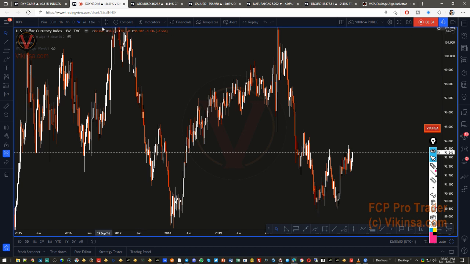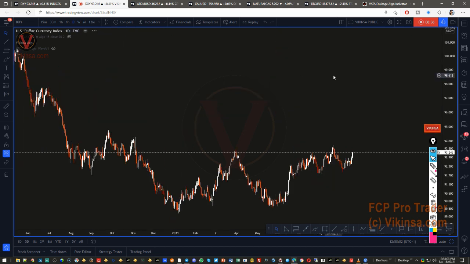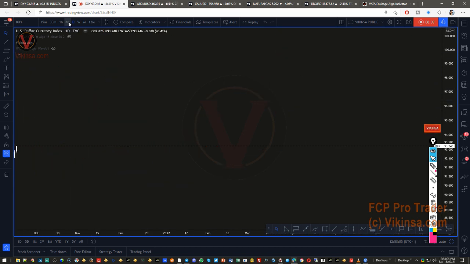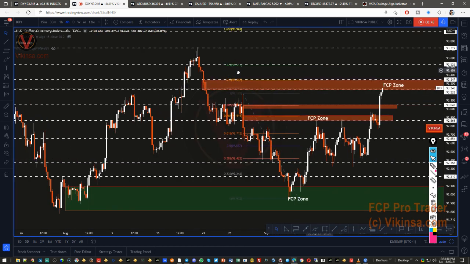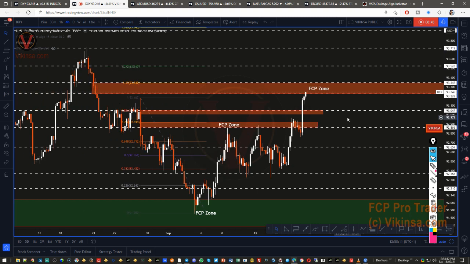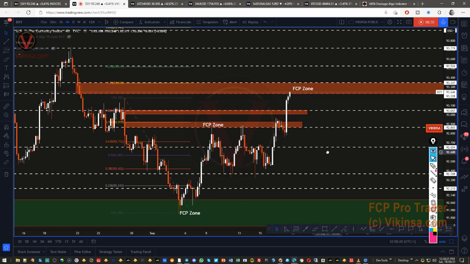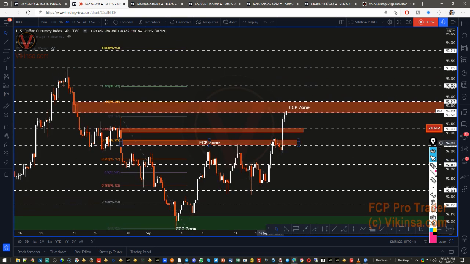Now, if I go to the 4 hour time frame and bring in the original analysis, let me just clean it up. Right, so these are the FCP zones that I gave in the last analysis. The market struggled here, came back here, struggled a little bit, and then started to go higher. Now, there is a very good pattern which has just emerged here, and this is telling me that the dollar is positioned ultimately to go to near about this level here. This can very well happen.